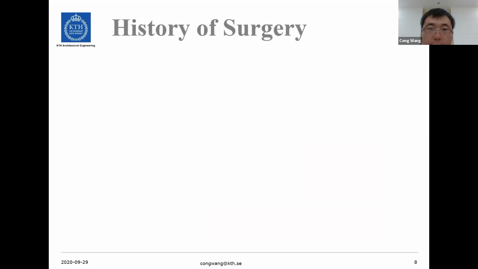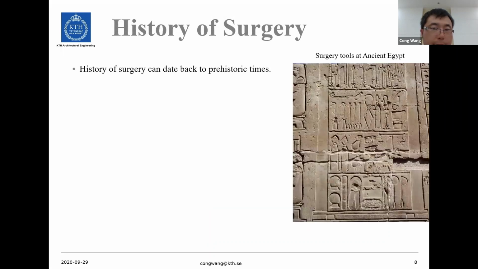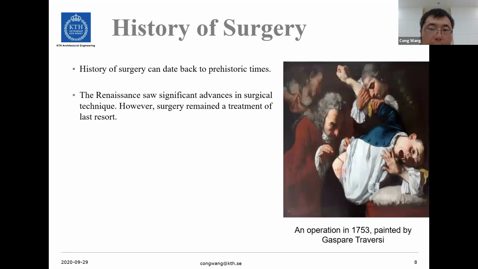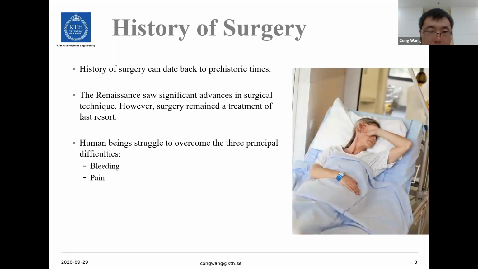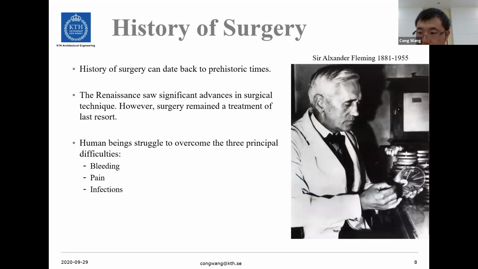First of all, let's look at the history of surgery. The history of surgery can date back to prehistorical times, which is almost as old as the human race. In Renaissance times, we have seen significant advances in surgical techniques. However, surgery remained a treatment of last resort. This is because human beings needed to overcome three major difficulties: bleeding, pain, and infections.